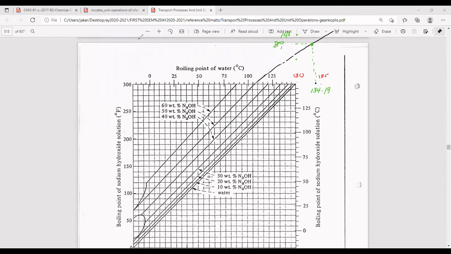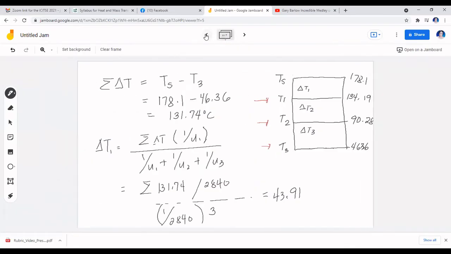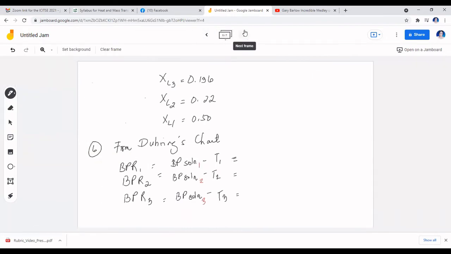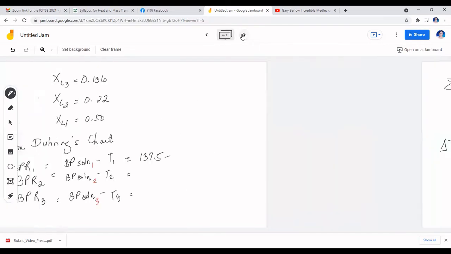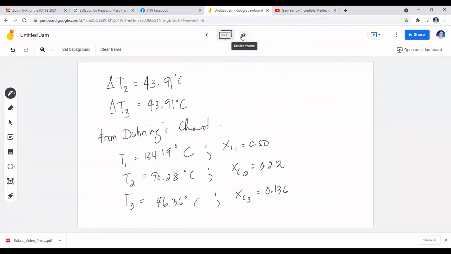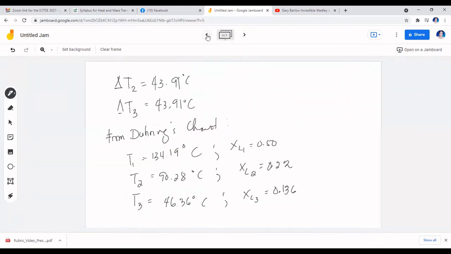So your BPR, I can place here my BPR to be 137.5. Now the T sub 1 is the T sub 1 that we have in here, 134.19.